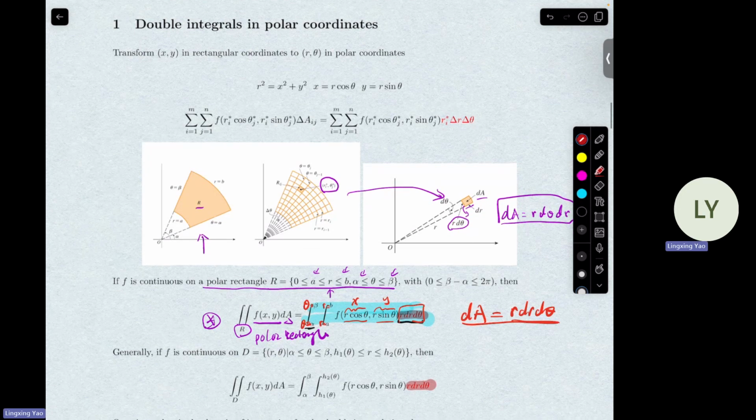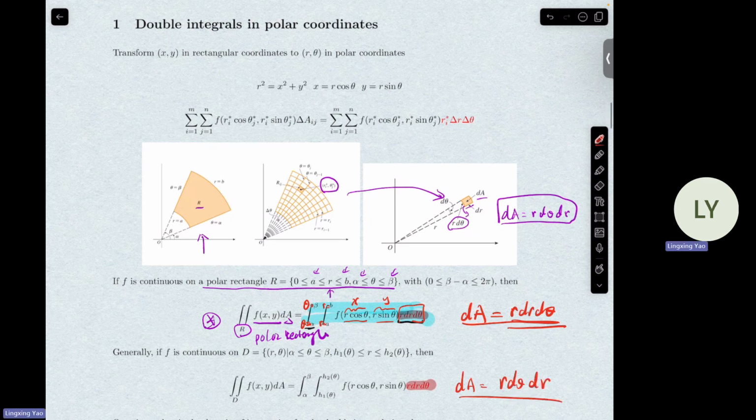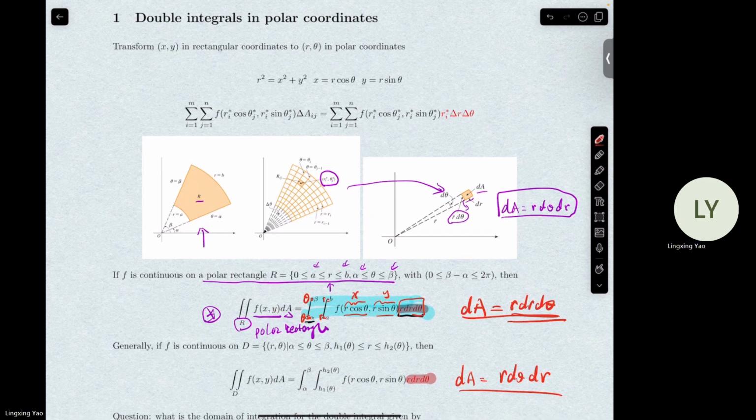Okay, so either dA is becoming r times dr d theta, or dA is becoming r times d theta dr. So either way, we have to pay attention to this conversion, and obviously the polar rectangle is the most simple case.